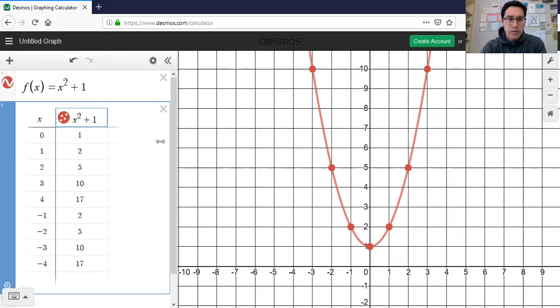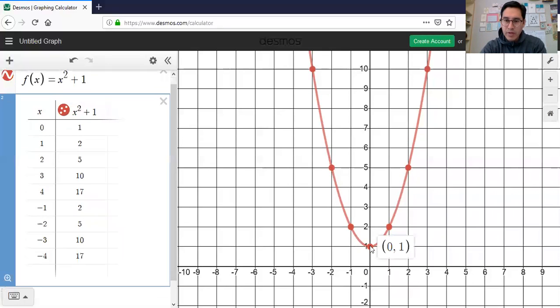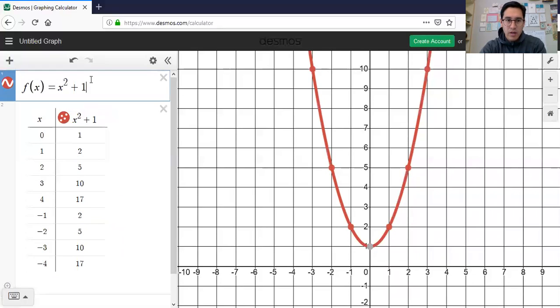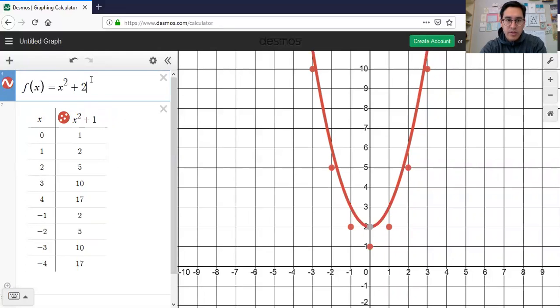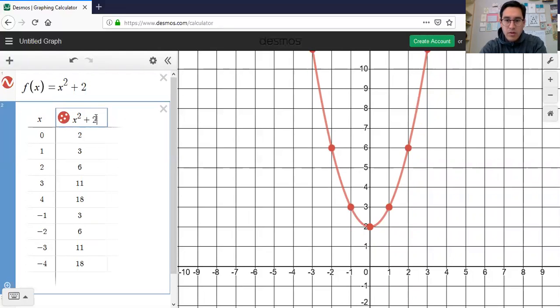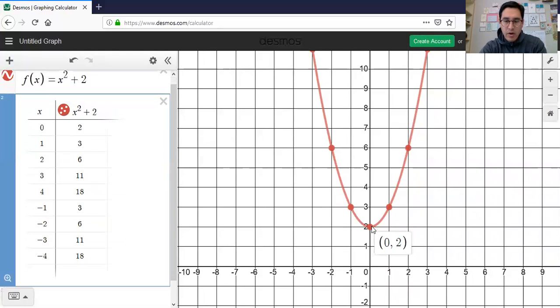Well, it looks like all the points just moved up one space, right? Go back here, right? These were the original points. Okay. And then when I add the +1, they all just move up 1. And our parabola now crosses at y = 1. If I make this constant +2 in the function, okay, now the points just move up even more. Okay, and it crosses the y-axis at y = 2.